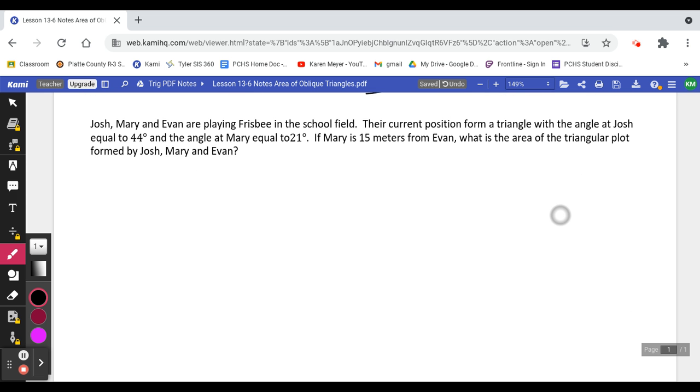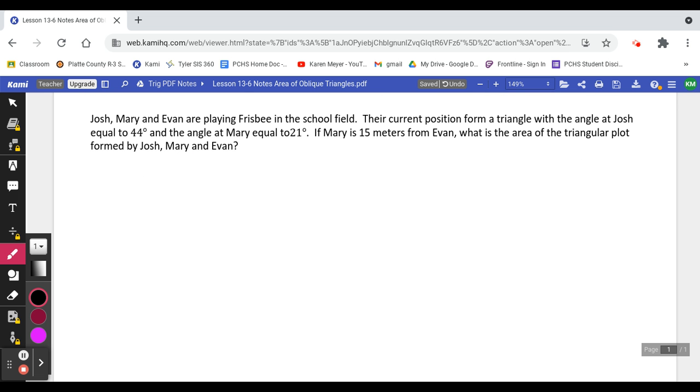Then we'll have a few word problems. So let's take a look at this one. We've got three people: Josh, Mary, and Evan. They're all playing Frisbee outside. It says their current positions form a triangle. I don't care how you do it, I'm going to make me a triangle here. Remember, don't make a right triangle. I'm going to put Josh at the bottom, I'm going to put Evan at the bottom, and I'm going to put Mary up at the top angle.